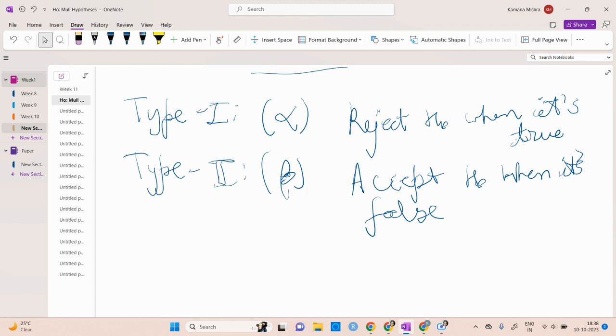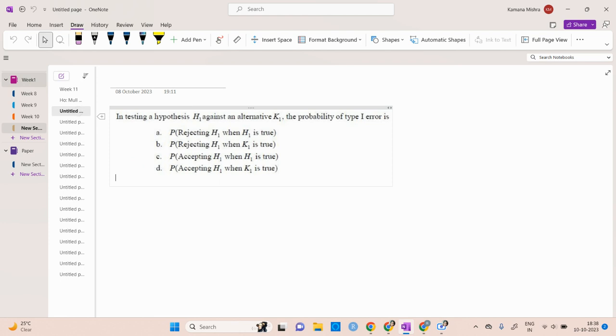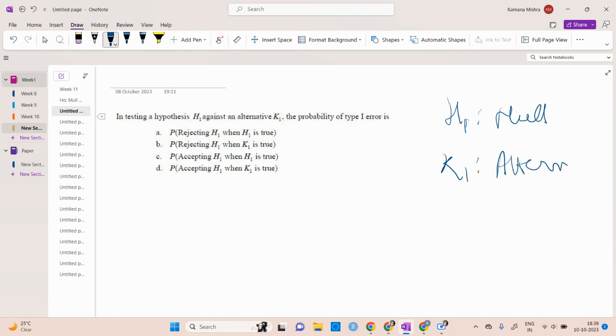Okay. So next we are starting the questions for today's class. The first question is: in testing hypothesis H1 against an alternative K1. So here H1 is what? Null hypothesis, right? And K1 is what? Alternate. So K1 is our alternate hypothesis.